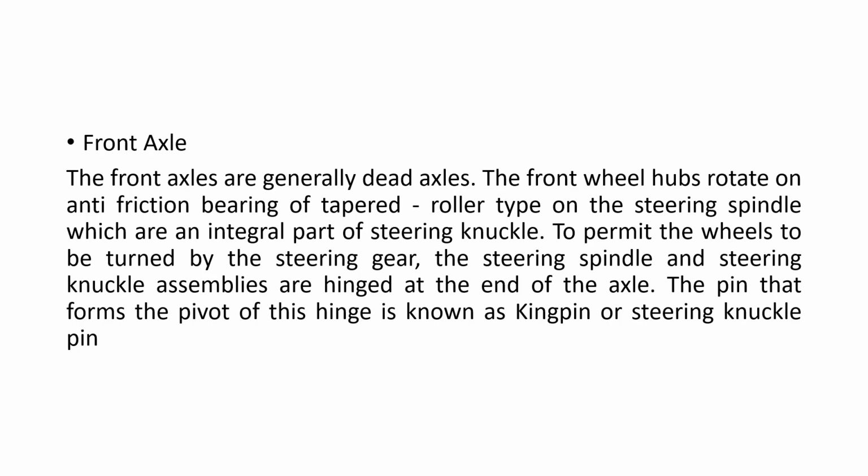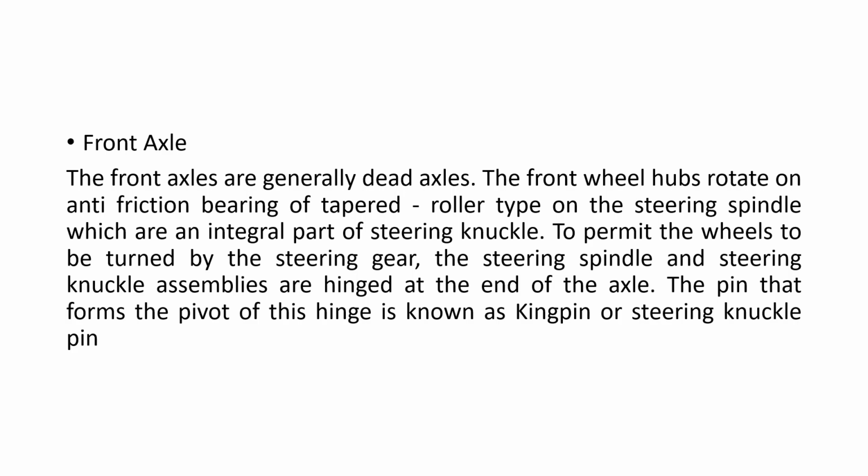Next we have the front axle. The front axle is called a dead axle, meaning the front wheels are not powered. The front wheels rotate on anti-friction taper roller bearings. The axle is of a rigid tubular section and is made of steel construction. It is pivoted at the center, and the pivot beam is housed on this.